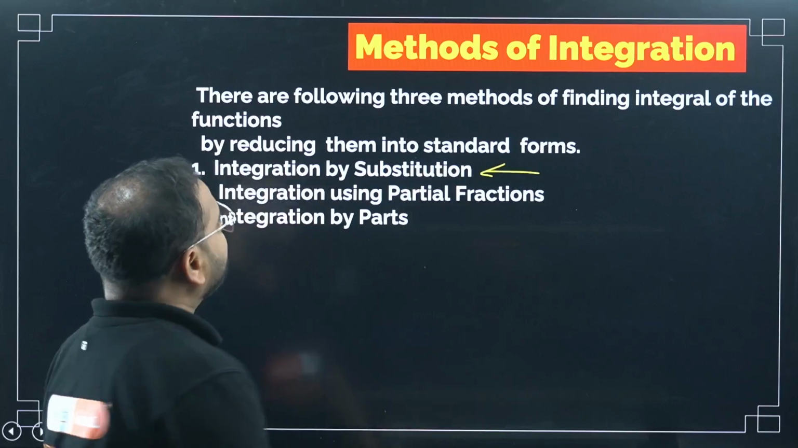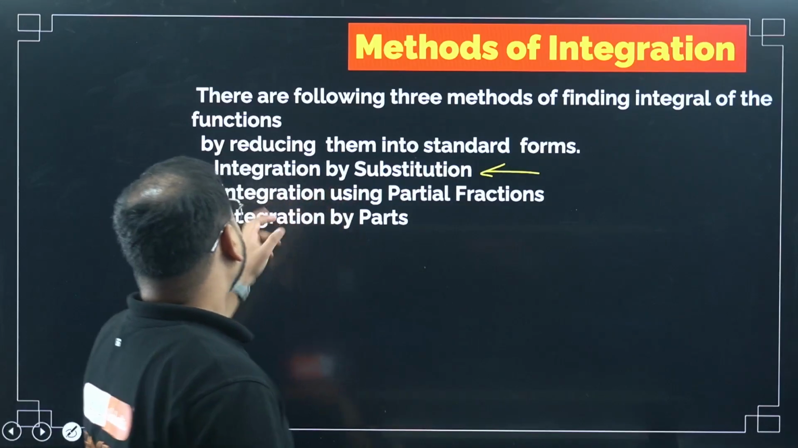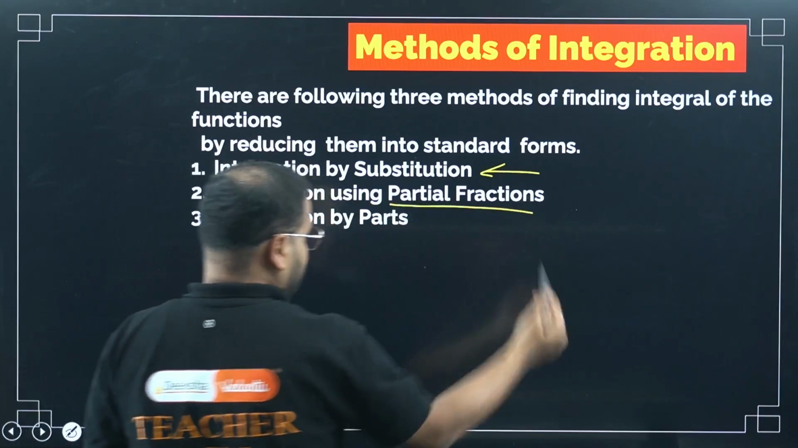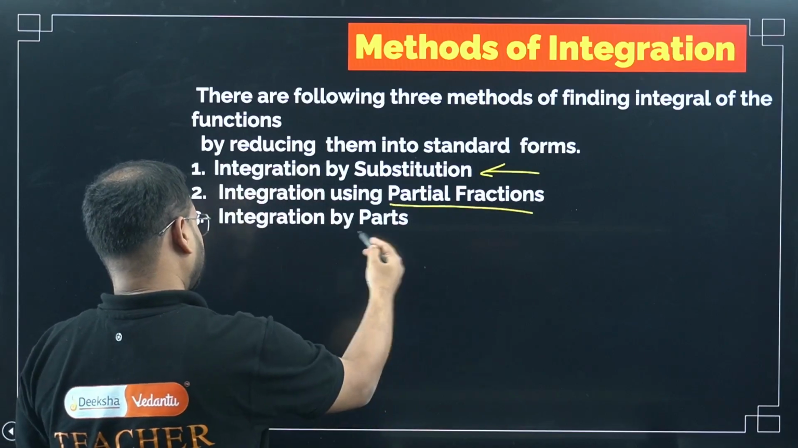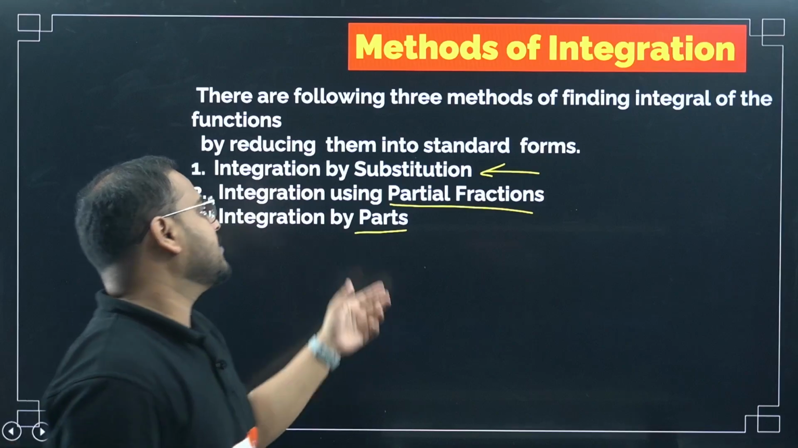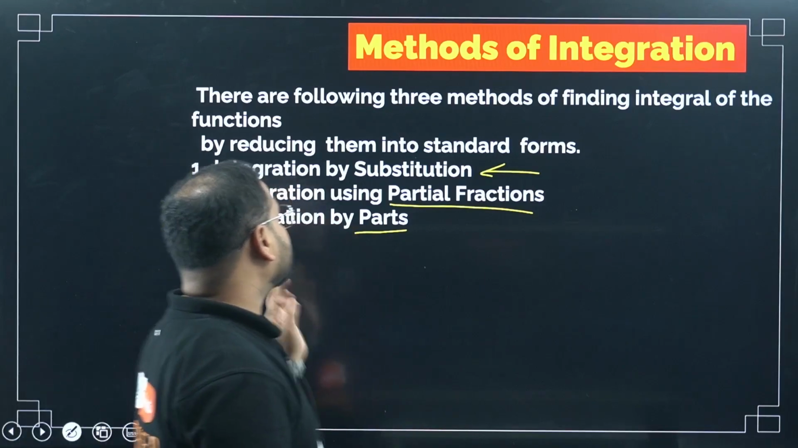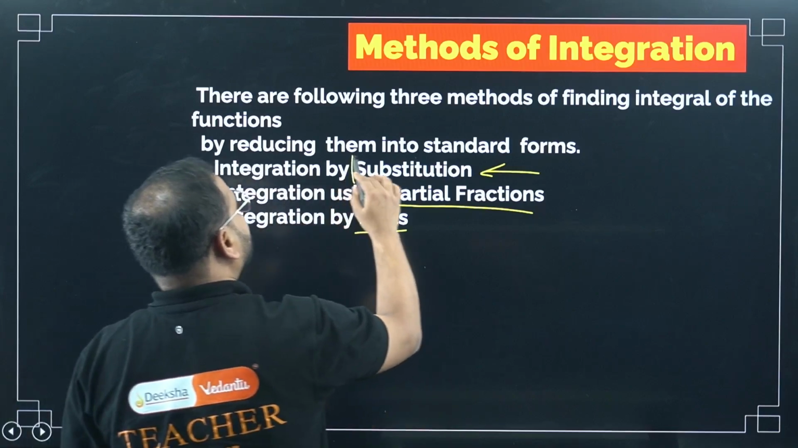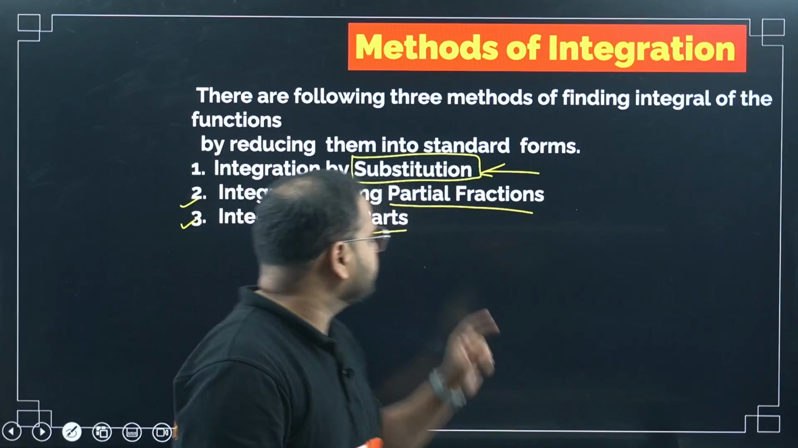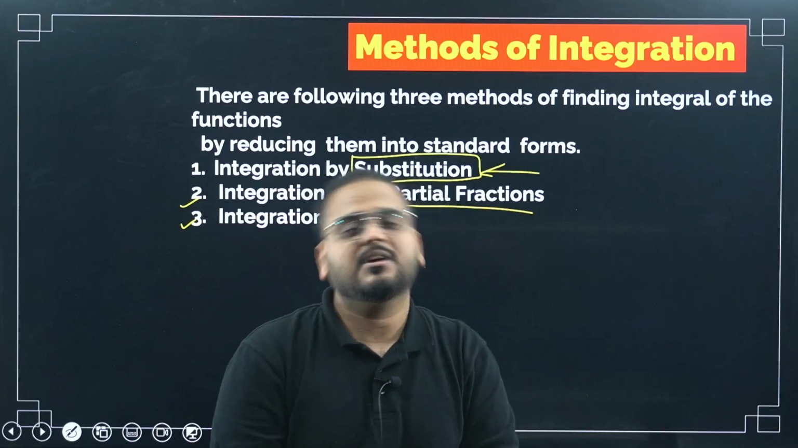There are the following three methods of finding integrals by reducing them into standard forms: integration by substitution, using partial fractions, and using by parts. We'll see the last two topics in the coming sessions, but today we are dealing with only substitution. I've taken 8 to 9 questions on substitution, of different varieties, so that we get used to all types of questions in substitution.